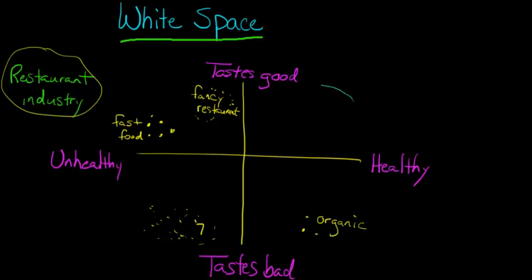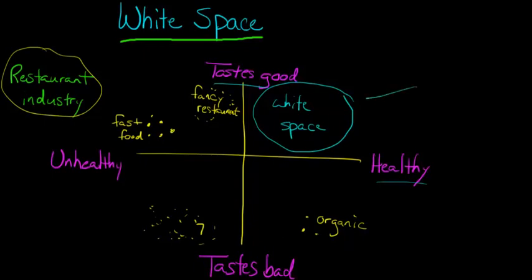So what do we call that situation? Well, we say that there's a bunch of white space here. This is white space. Or you could just call it blank space, because there's nothing here. Now, this is like a marketer's dream. In theory, would someone like something that tastes good and is also healthy? Well, of course. It's not necessarily an easy thing to do. That's why it hasn't been done, maybe in your town. But this represents an opportunity.